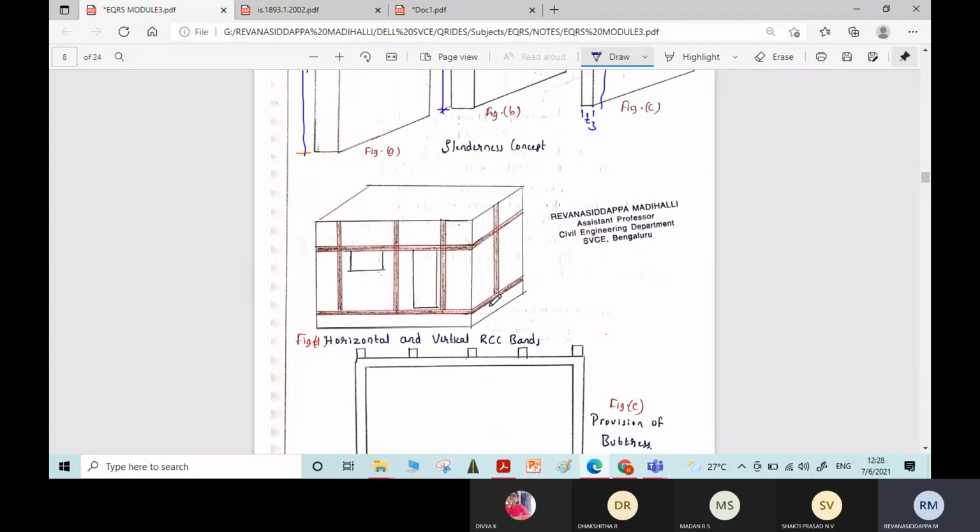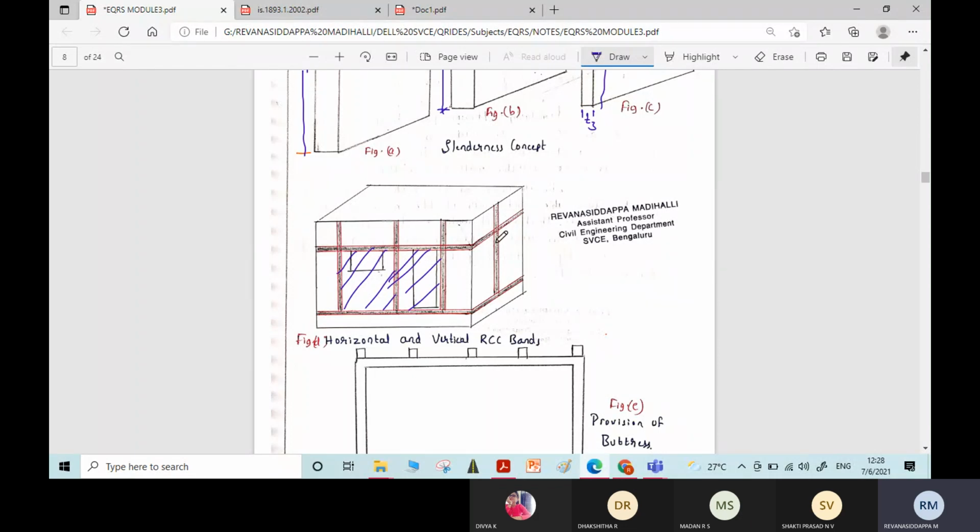In this way you can reduce the dimension of the wall. When you provide RCC bands, the dimension of the wall will be reduced, subdivided into different portions. Therefore, again, the capacity of the wall will increase. That is one method of improving the lateral resistance of the wall.